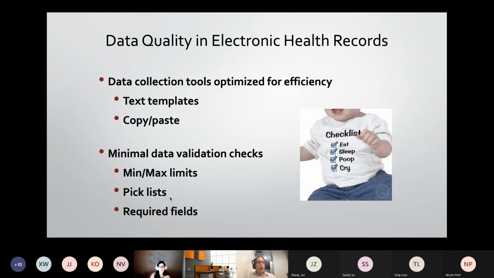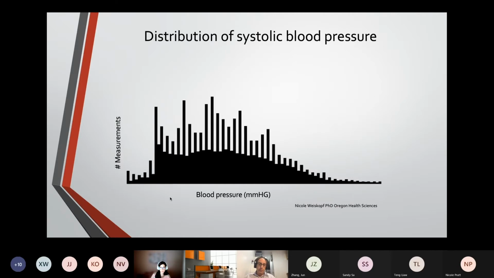And really, these systems are purposely made to have very minimal data validation checks because these get in the way. And yes, you may have min and max limits, or perhaps drop-downs and pick lists, and something letting you know whether it is or is not required. But this is about it. There's very little other data validation because, again, these would stop workflow.